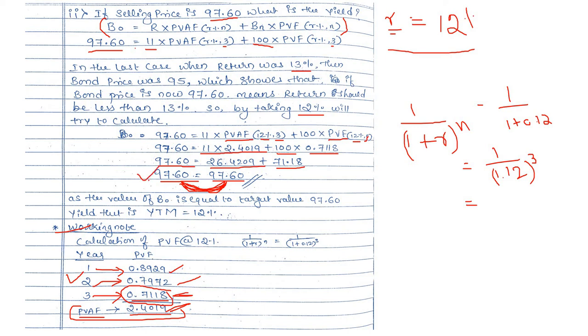So both are equal, which means our answer is correct. As the bond value is equal to the target value of 97.60, the yield to maturity, that is the rate of return, is 12%. This is how we calculate the value of R.